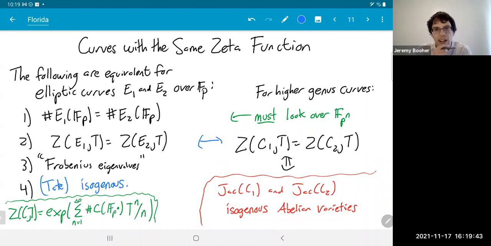So as I said, in this talk, I really want to look at higher genus curves, and I want to focus on curves that have the same zeta function. And when does that happen and how often?